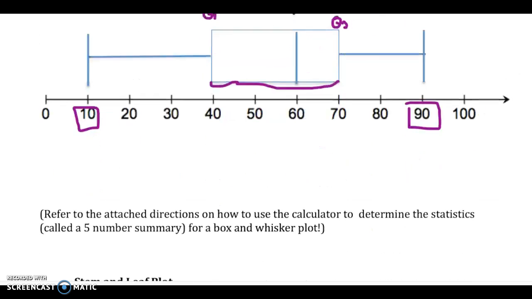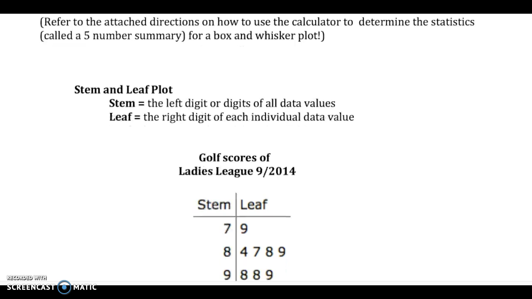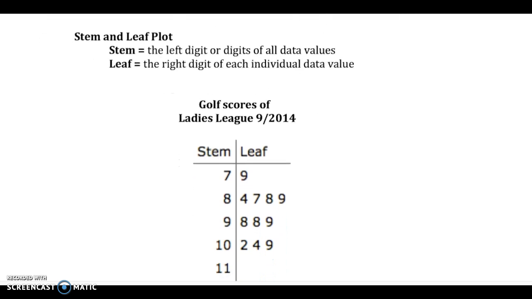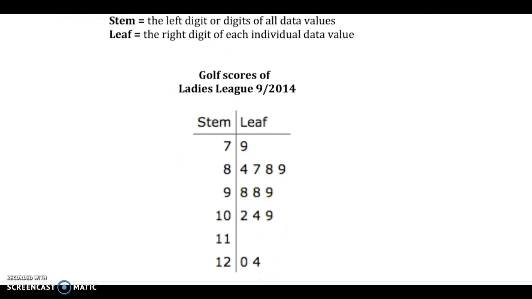Now we've got stem and leaf plots. Stem and leaf plots, I'm not sure why, but a lot of you, it probably seems a little unfamiliar. So with stem and leaf plots, you've got the stem. So think of this as usually your tens unit, okay? Your tens unit. So this represents 70. 70 plus 9 is 79. And then you've got 84, 87, 88, 89.